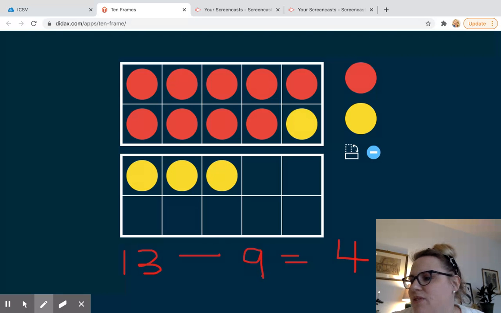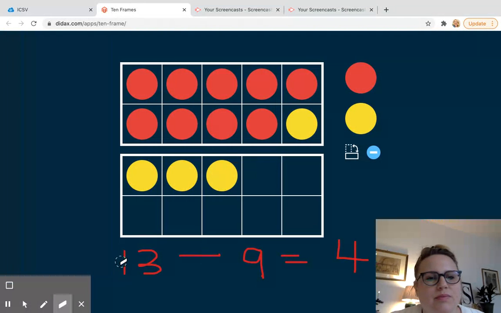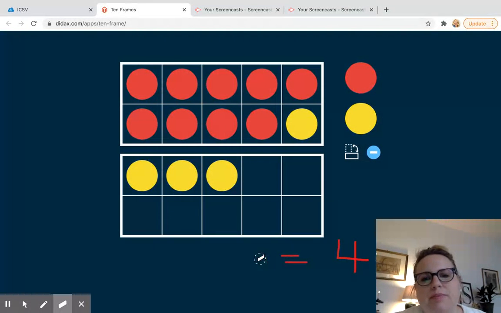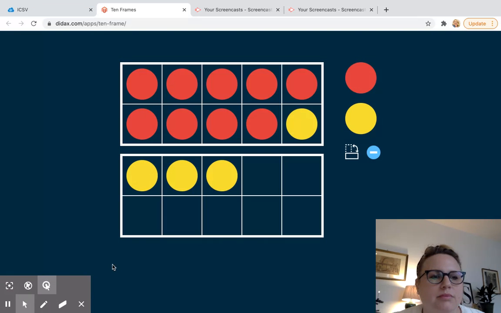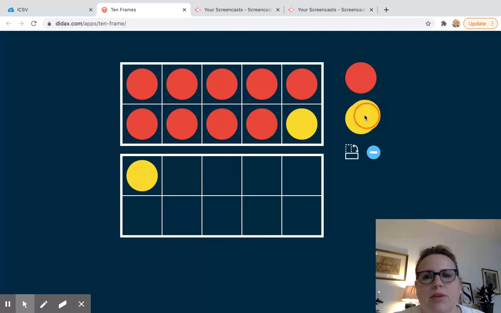Okay, go ahead and fill that in your workbook. And we'll erase and get started with the next problem. Put our counters back.